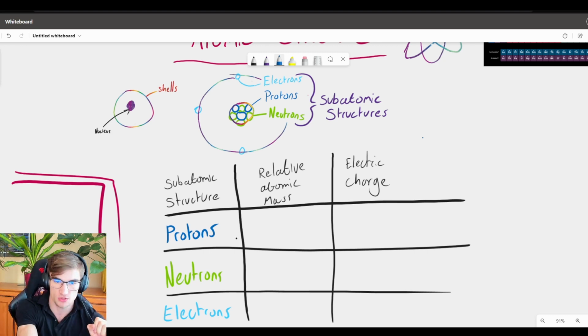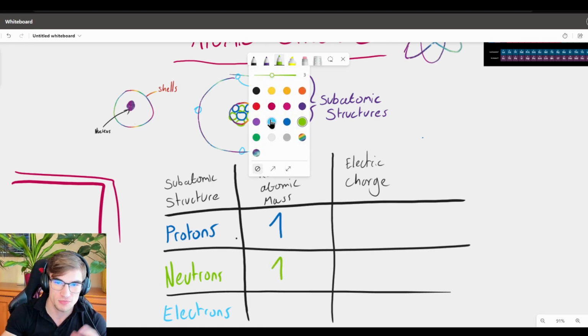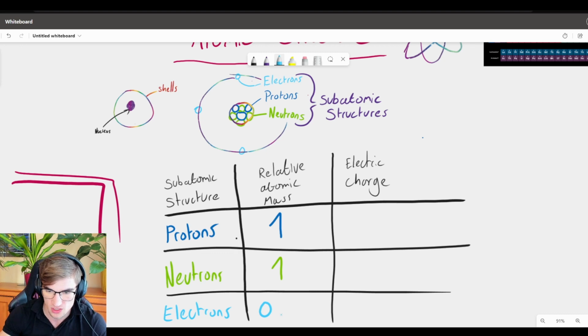So here are my subatomic structures, protons, neutrons, electrons. Now here's my relative atomic mass. And if you remember, protons have a mass of 1. Neutrons have a mass of 1, and electrons basically have no mass. So I'm just going to say either 0 or 1/1840 to be more precise, but basically 0. It's negligible.